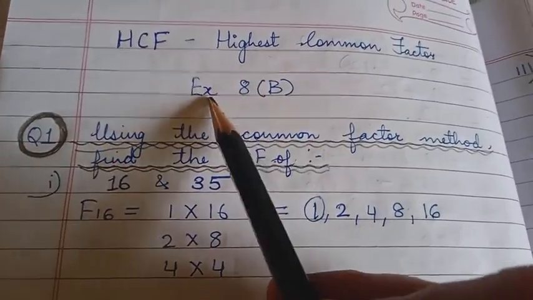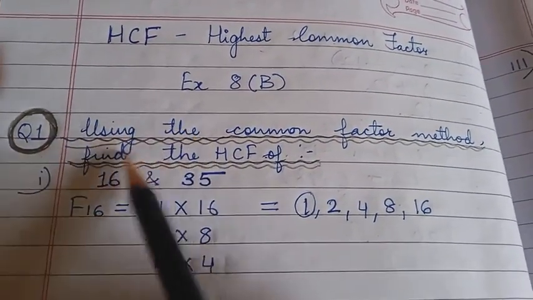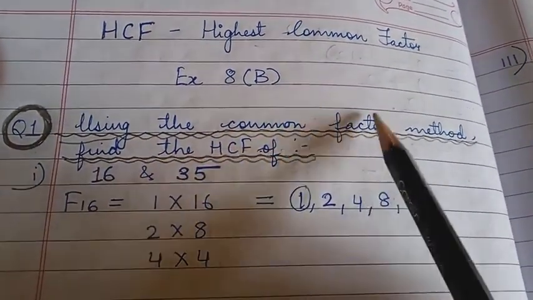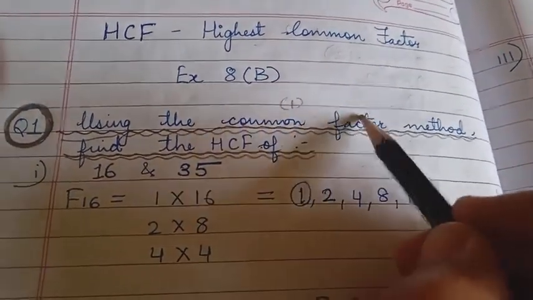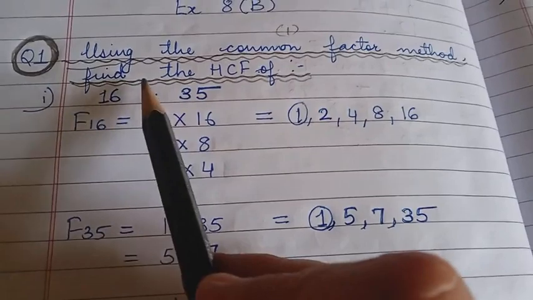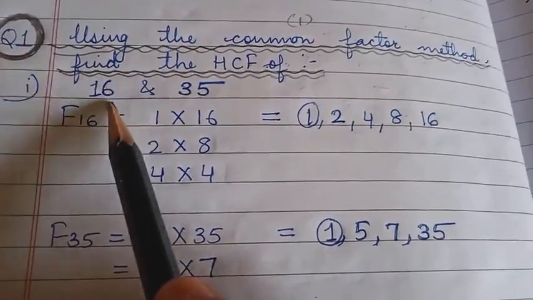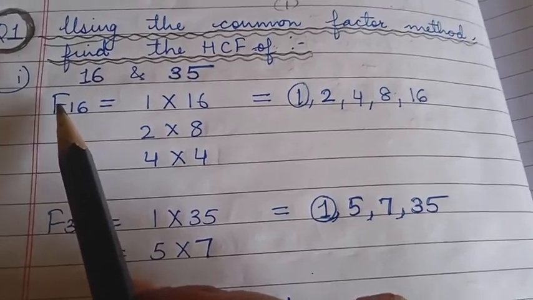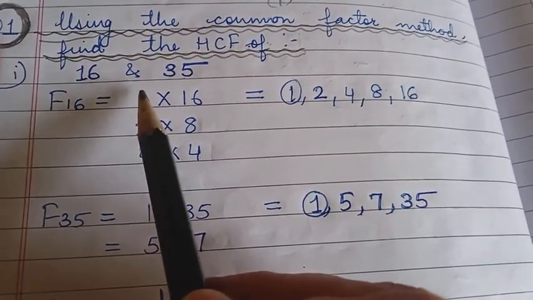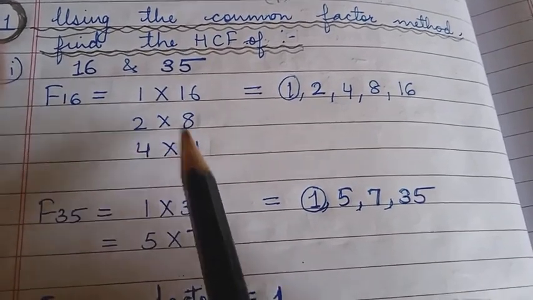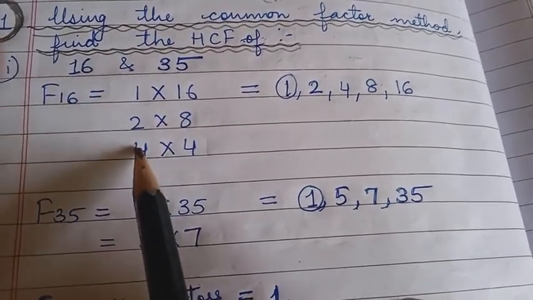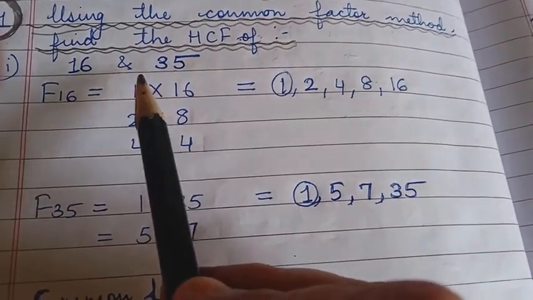We are starting exercise 8b, question number 1. Using the common factor method, find the HCF of 16 and 35. For that, find the factors of 16. Factors of 16 are 1 into 16, 2 8s are 16, 4 4s are 16. So factors are 1, 2, 4. 4 is repeated, so we'll take it only once. So 1, 2, 4, 8 and 16.